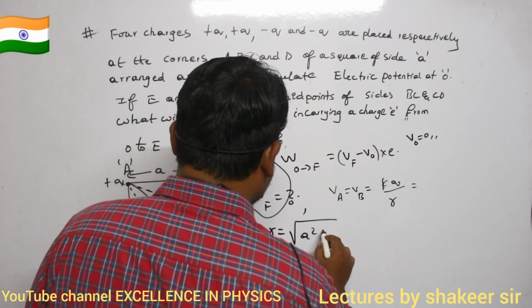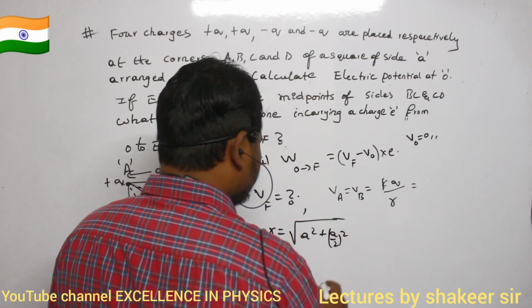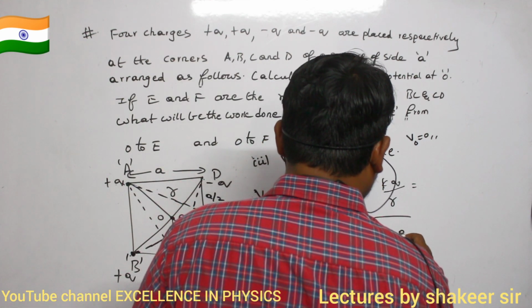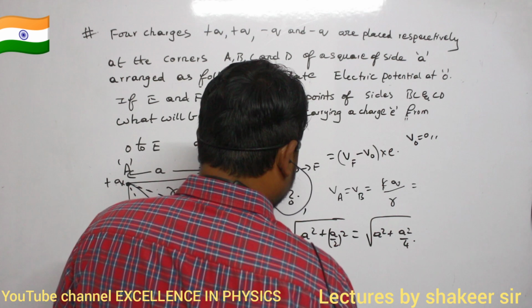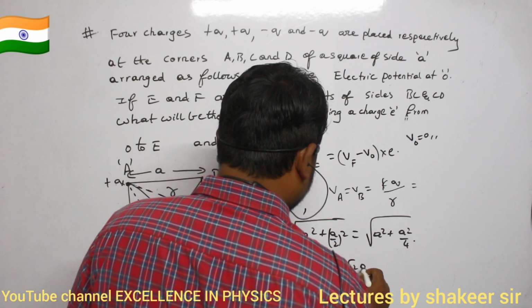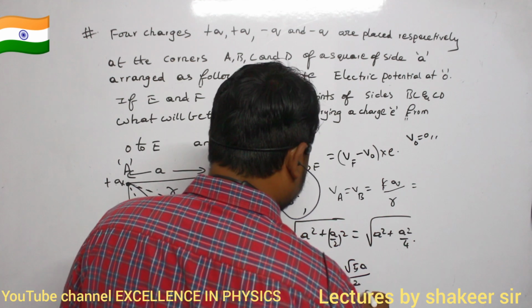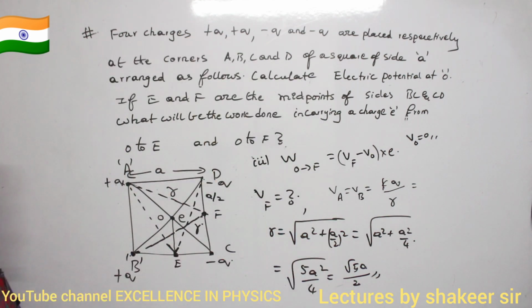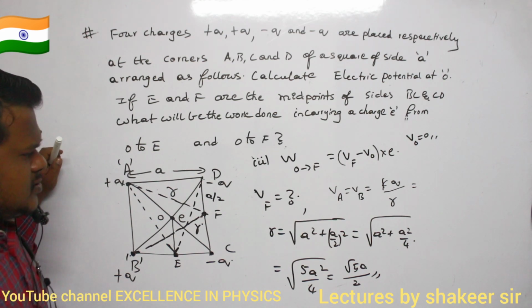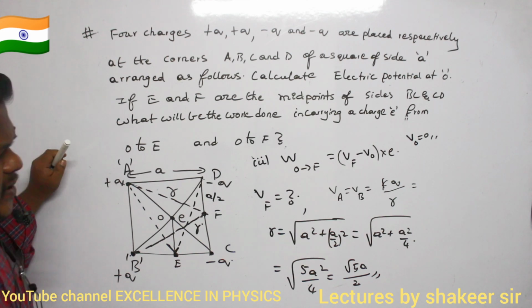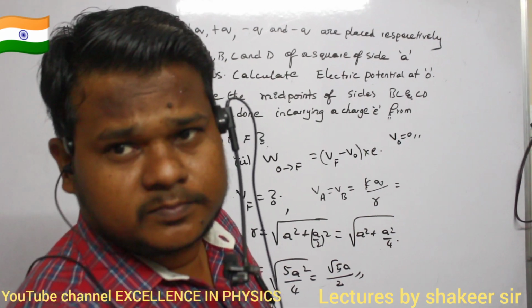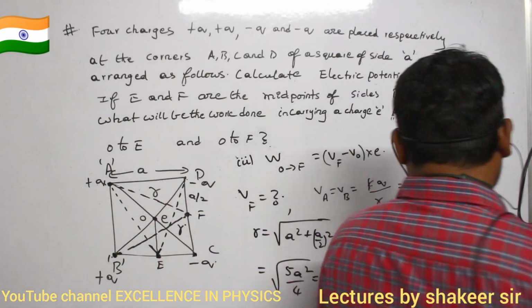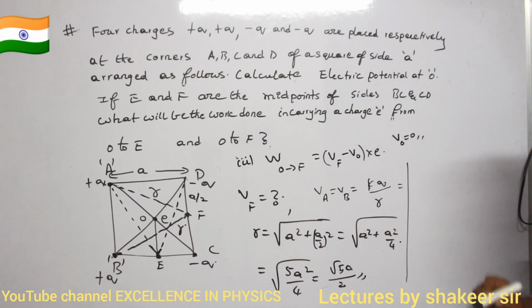Square root of A square plus (A by 2) whole square. Clear? So therefore it is square root of A square plus A square divided by 4, that is 5A square divided by 4. So total how much is it? Root 5A divided by 2. That is the R value. Clear now? One value we have calculated. Come on, make a note of this first of all. So R value is equal to root 5 A divided by 2. Therefore one value we have calculated.